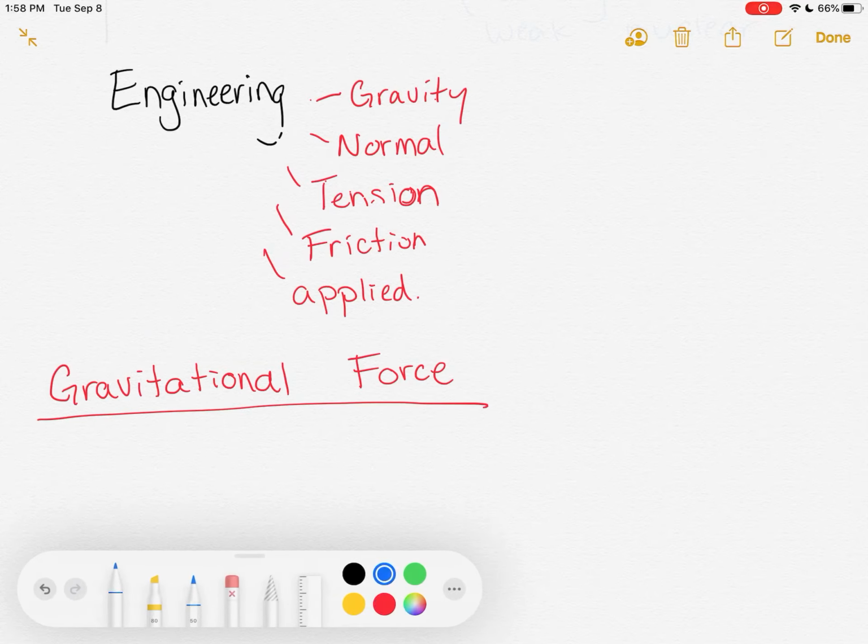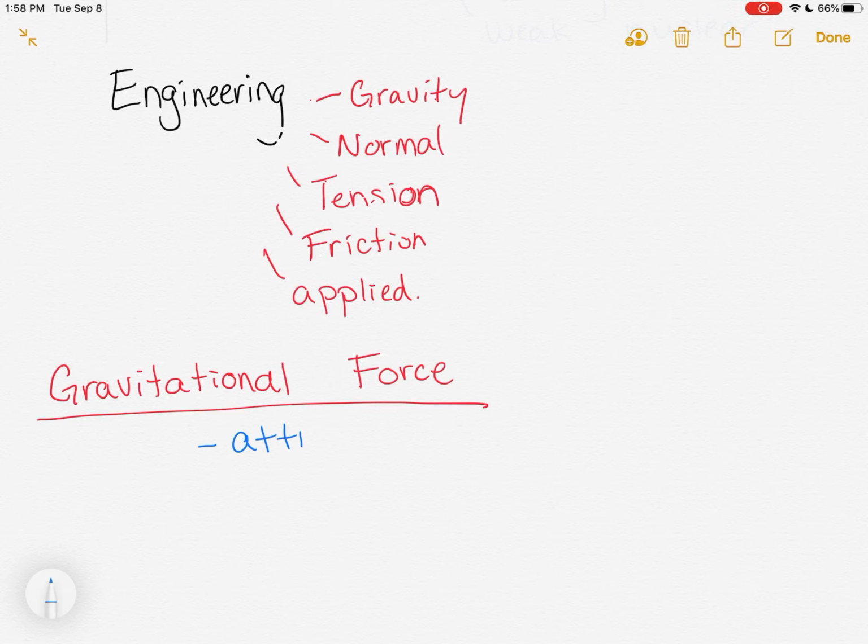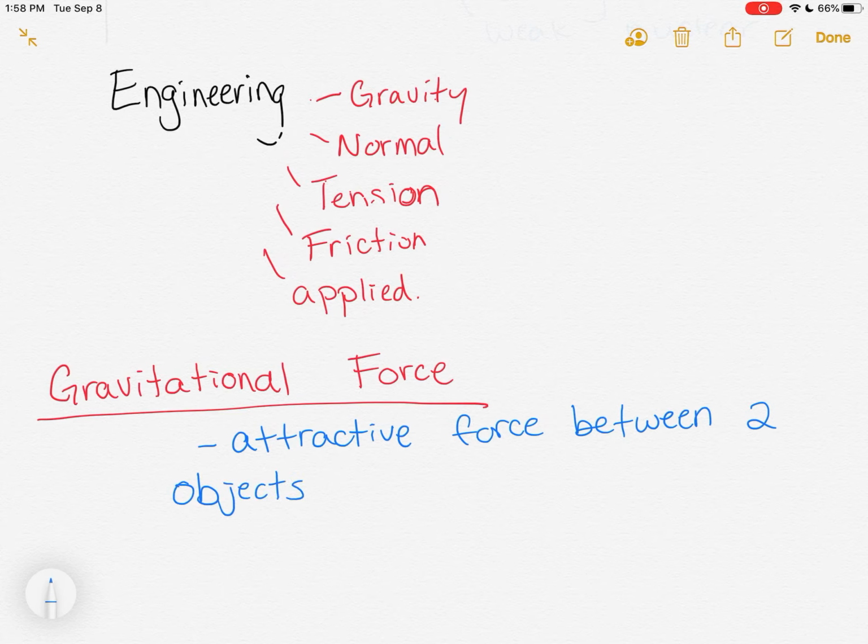When we look at the gravitational force, a gravitational force is an attractive force between 2 objects in the universe. With the gravitational force, it has to be between two objects. It is attractive, so they are wanting to be close together, and it can be any two objects in the universe. It does not matter how heavy they are in terms of their mass. It doesn't matter how light or how heavy.